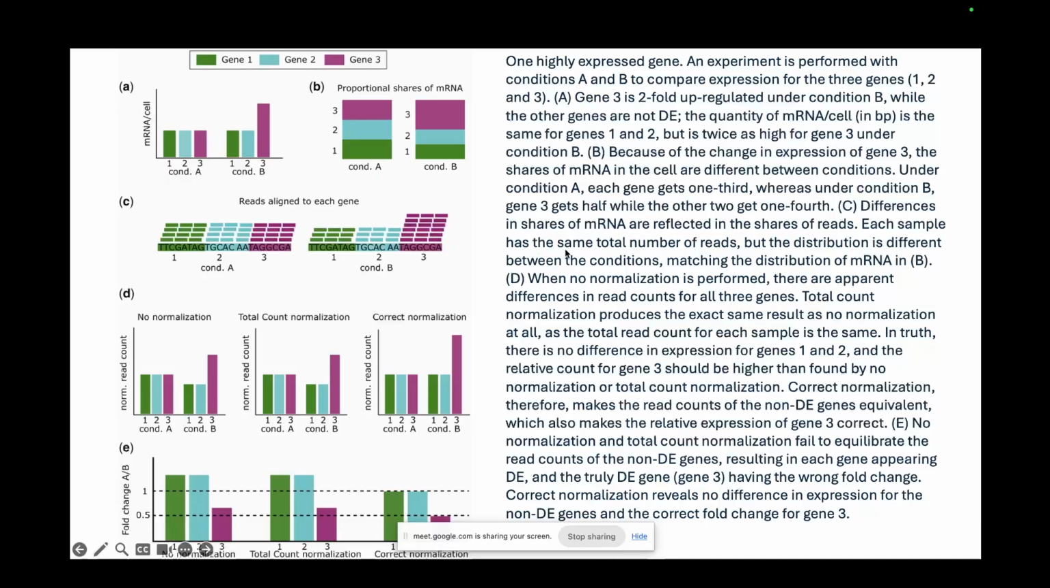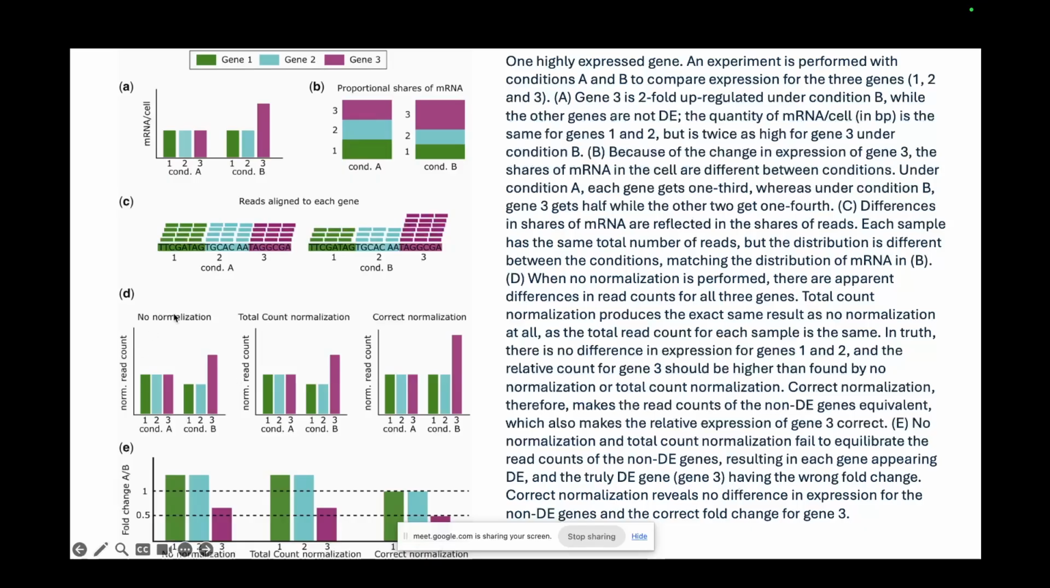Each sample has the same total number of reads, but the distribution is different under different conditions, matching the distribution of mRNA in this case, right? So when no normalization is performed, there are apparent differences in read counts for all three genes. Total count normalization produces the exact same result as no normalization at all, as the total read count for each sample is the same. In truth, there is no difference in expression of genes 1 and 2, and the relative count for gene 3 should be higher than found by no normalization or total count normalization.